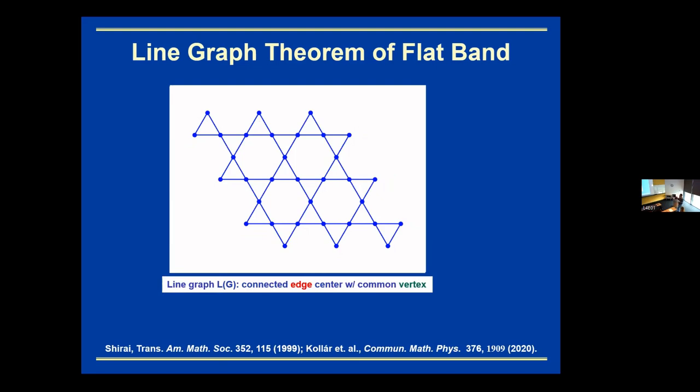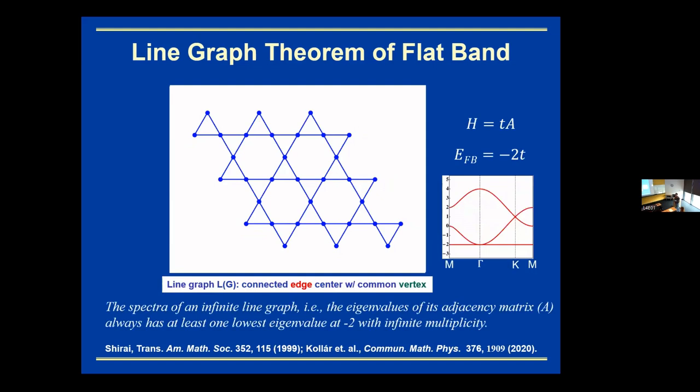Then the powerful mathematical theorem states that if you have an infinite lattice and you construct a line graph, it always has a flat band. Mathematically, graph theory confirms that. So the spectrum of an infinite line graph, the eigenvalues of the adjacency matrix, which in this case is just the hopping in the tight-binding model, always has one eigenvalue at -2 with infinite multiplicity. In physics, we call it degeneracy. So this theorem gives you a guaranteed flat band in a lattice.